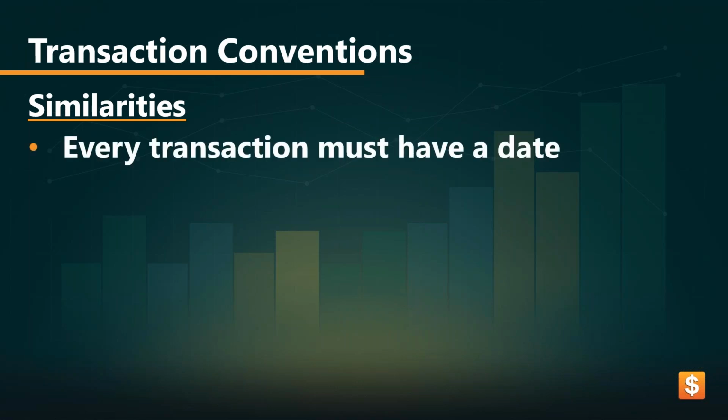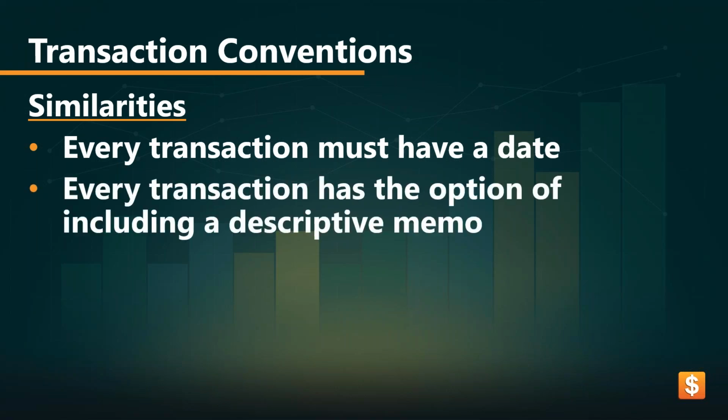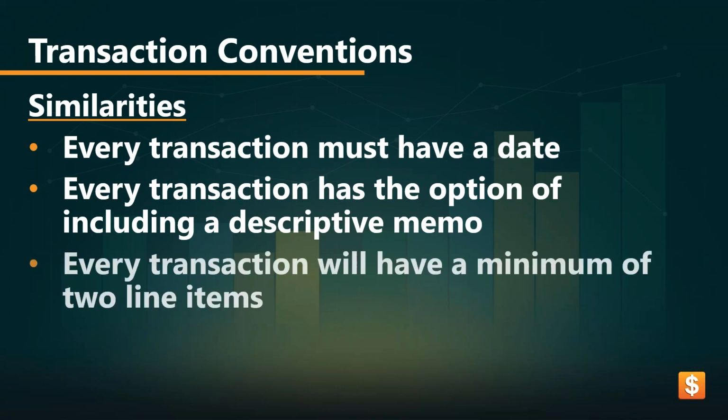So every transaction must have a date. In some software, you can create transactions that don't have dates. Within Church 360 Ledger, every transaction is going to have a date. Every transaction has the option of including a descriptive memo. Currently, it doesn't have line item memos, but it does have overall memos for the transaction. So it's not just the checks, but all of them can have a memo.